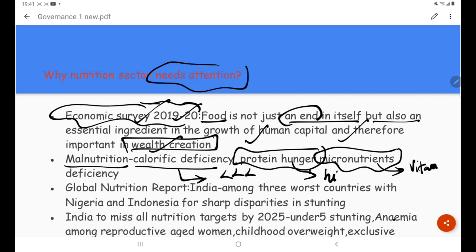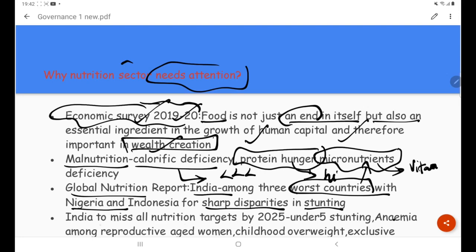Then comes the Global Nutrition Report. The Global Nutrition Report says that India is among the worst countries, with Nigeria and Indonesia, which exhibit sharp disparities in stunting. So stunting and wasting are very prevalent in India. This is a sad fact. So there is an urgent call for government intervention in this sector.